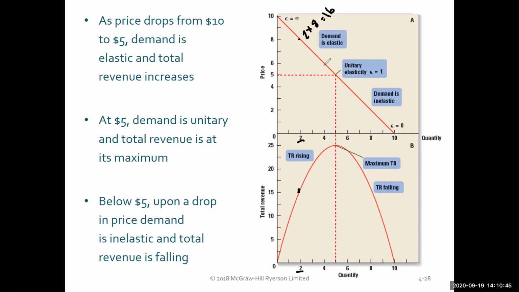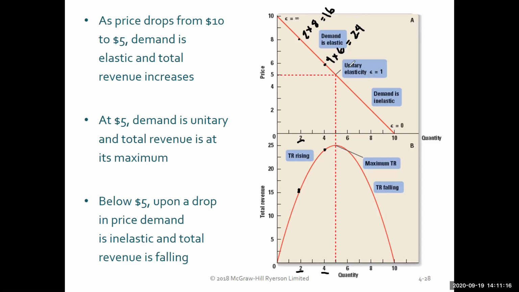Let's go along our demand curve up to 4. At a quantity of 4, the price has dropped to 6. But 4 times the price of 6 gives a total revenue of 24. Notice the total revenue is increasing. Let's plot that down here. At a quantity of 4, total revenue is up to about 24. So we've seen this total revenue curve rise, and on the demand curve, total revenue is indeed rising.